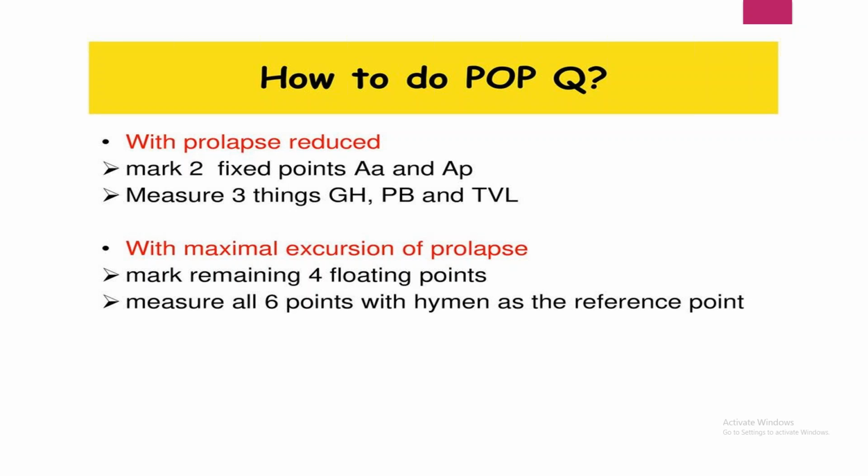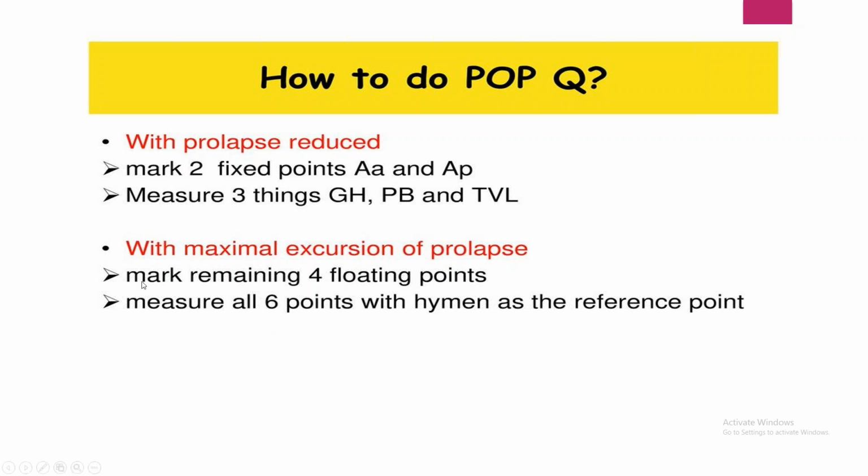So we are not going to measure AA and AP with reduced prolapse, but we have to measure them with maximum prolapse. We only have to mark them, because unless we mark those points, we can't measure them, since we have to mark exactly 3 centimeters proximal to the hymen. Clear this point? This point is very important: we are not going to measure this point with reduced prolapse, only mark it. Got it? Yes, ma'am.